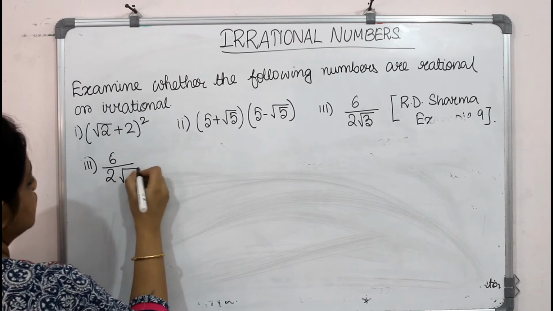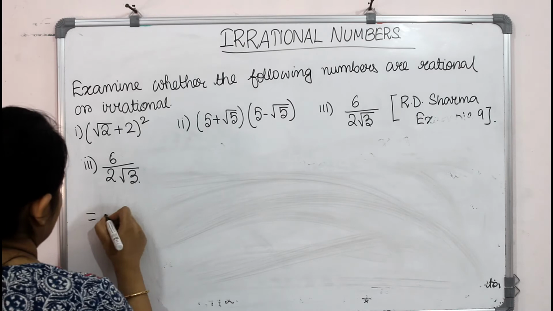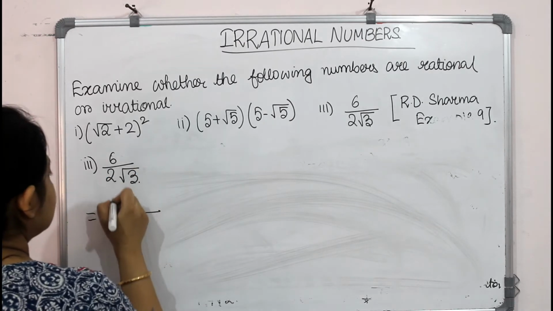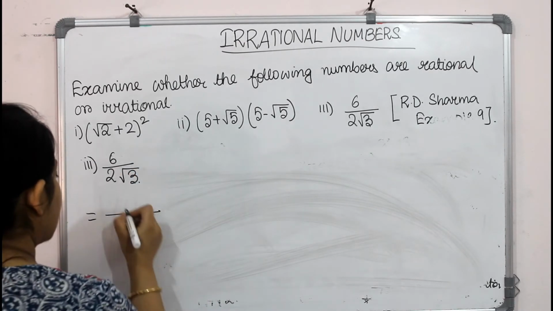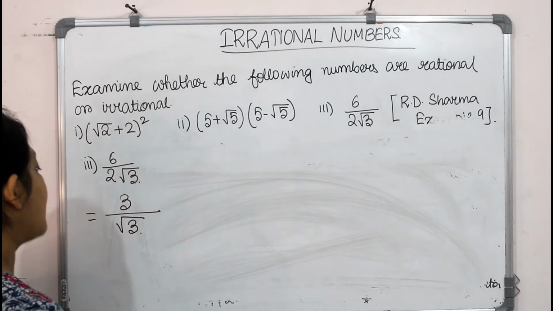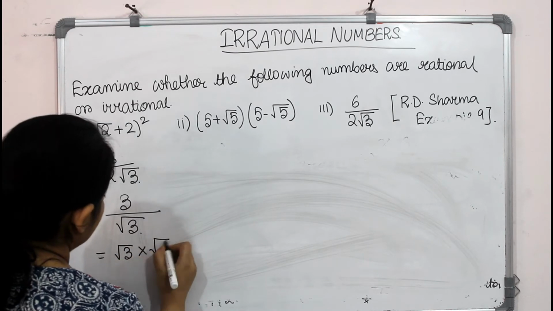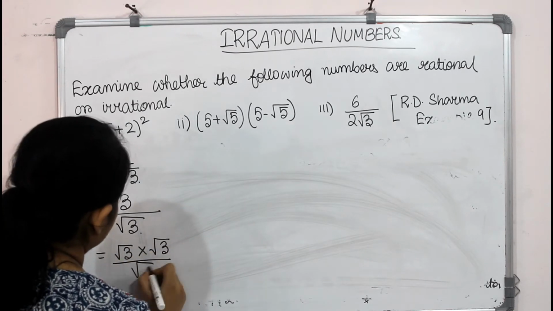6 by 2 root 3. So 6 by 2 is just 3, right? So directly you can write 3 by root 3, isn't it? Again 3 I can write as root 3 into root 3 by root 3.